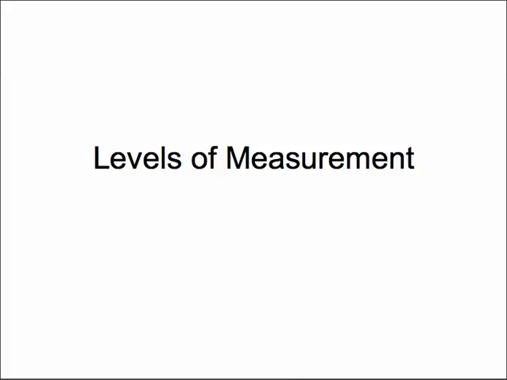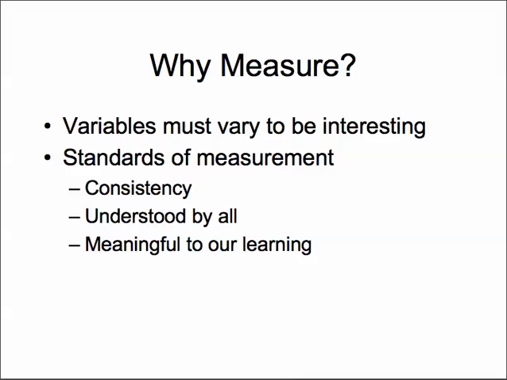This podcast is on levels of measurement. Social science research depends upon our ability to measure something interesting. We have defined a variable as something interesting that has and will vary or change. Measure means to apply a standard of observation that is consistent, understood by all, and meaningful to our learning about the variable.